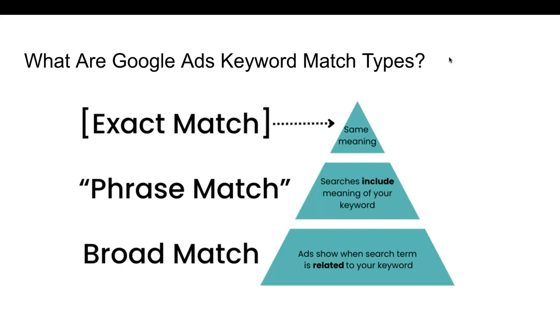So what are the Google Ad keyword match types? There are 3. When you are adding keywords to your Google Ads campaign, you get to choose how closely you want your ads to match with what people are actually searching for. This is what we call keyword match types. The main 3 are broad match, phrase match, and exact match. Each match type gives you a different level of control and flexibility, directly affecting your campaign's reach, cost, and relevance.